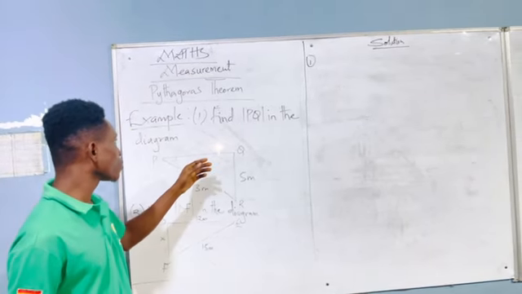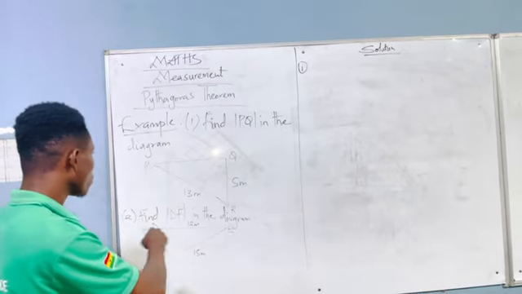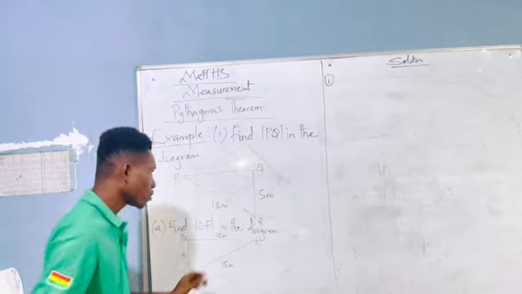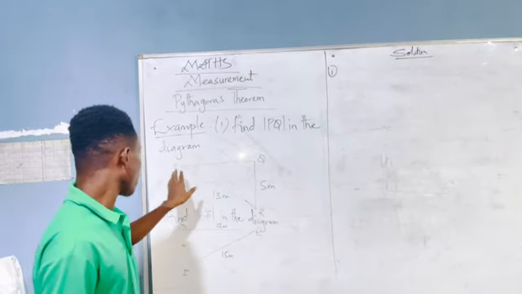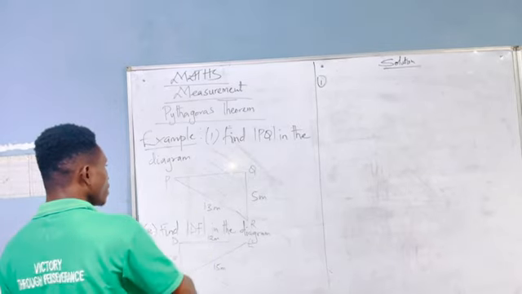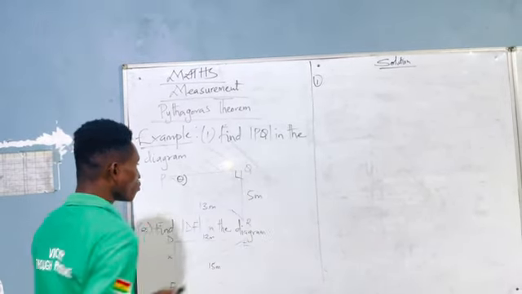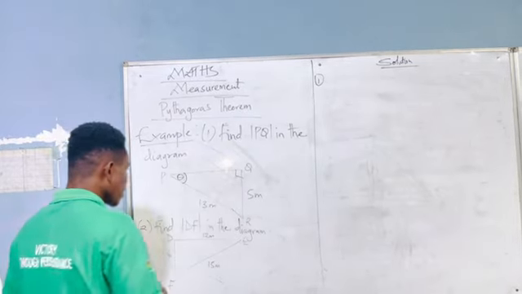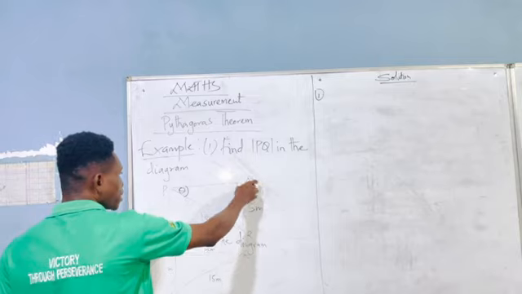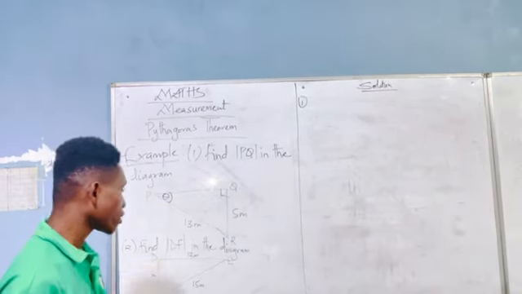Okay, so let's proceed. In our first question, it said find line PQ in the diagram. So this is our diagram. This is P, Q, and this is R. And so we are finding line PQ. Looking at the way the diagram is, it means that our angle will be here, and our right angle will be here. So if that is the case, it means that these are hypotenuse, these are opposite, and these are adjacent. So we are looking for our adjacent in the first question.